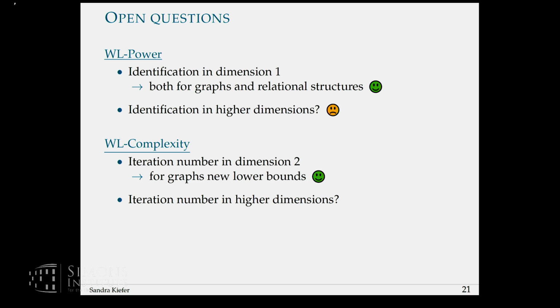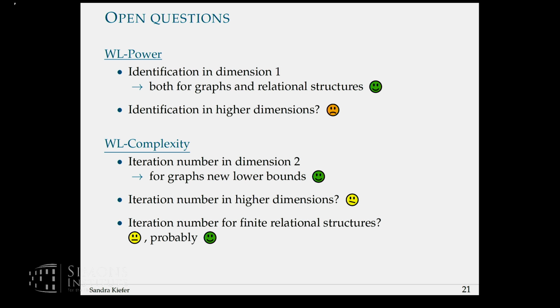As to the iteration number in higher dimensions, we have not yet found new bounds, but it is possible that you might generalize our constructions. It's not straightforward, and so far we don't know how to do this, but at least it might be possible. Another thing you might want to try is to find bounds on the iteration number for finite relational structures. We think that this is possible using our construction, so you can just adapt it a little bit and it will work for finite relational structures, but we have not done it so far. Thank you.